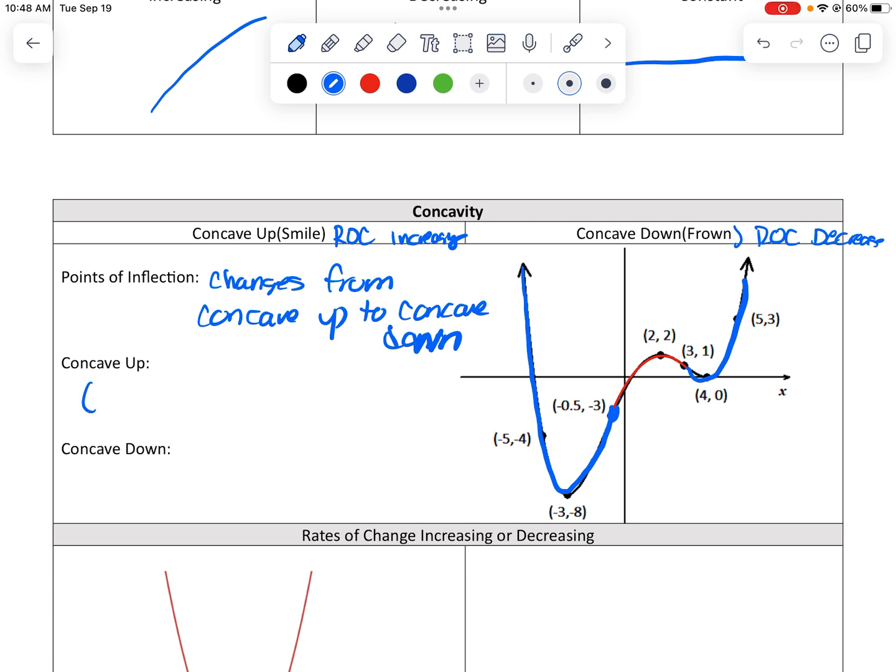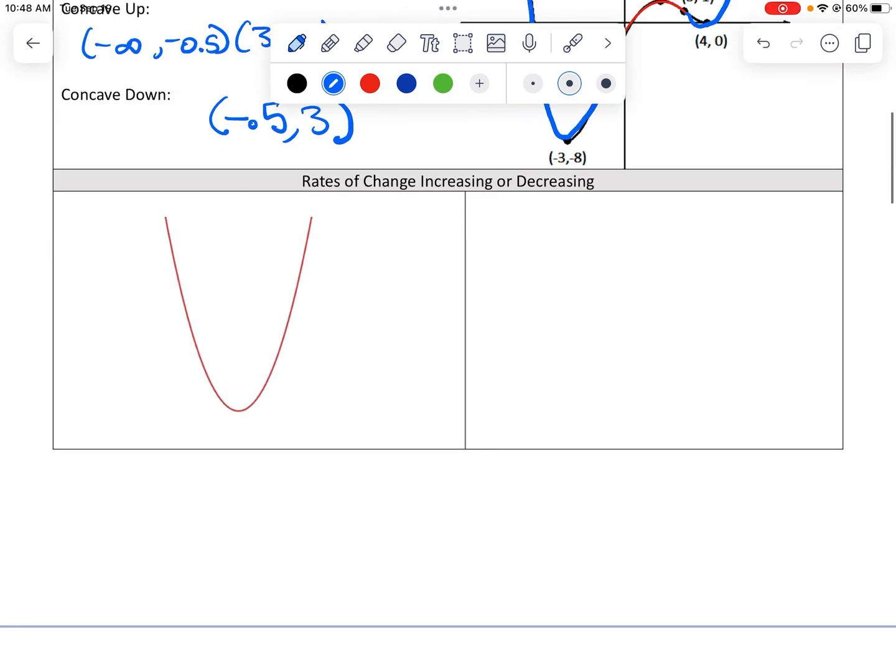So it's concave up using interval notation, negative infinity to negative 0.5 and 3 to infinity. And then it's concave down from negative 0.5 to 3. So are rates of change increasing or decreasing? So again, this is when it's concave up, they're increasing.